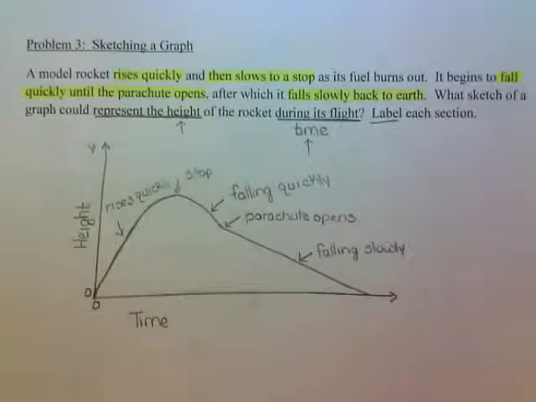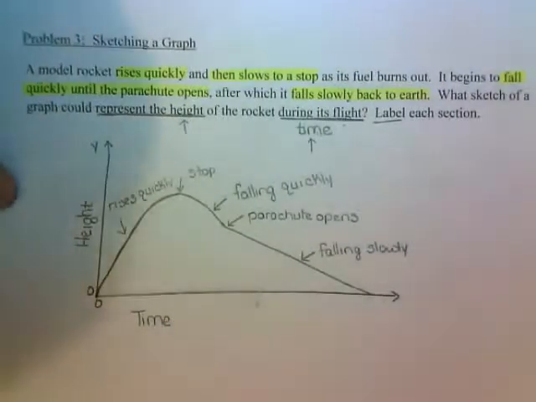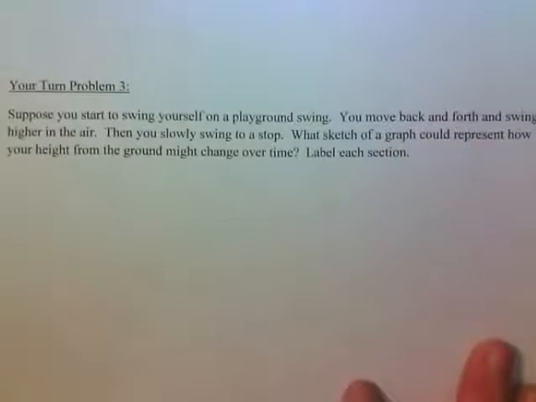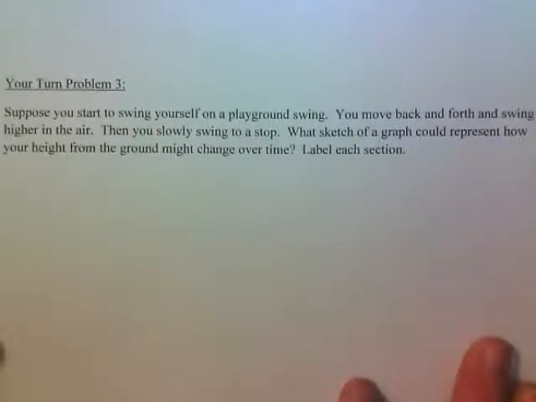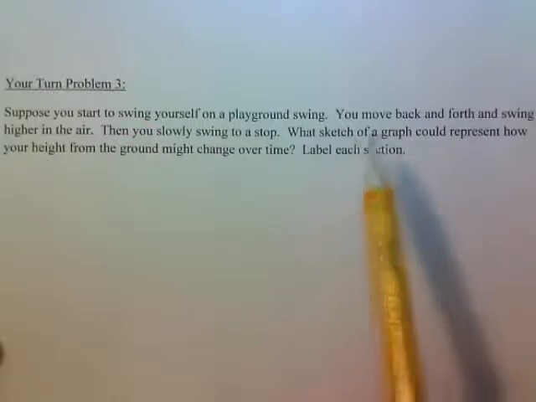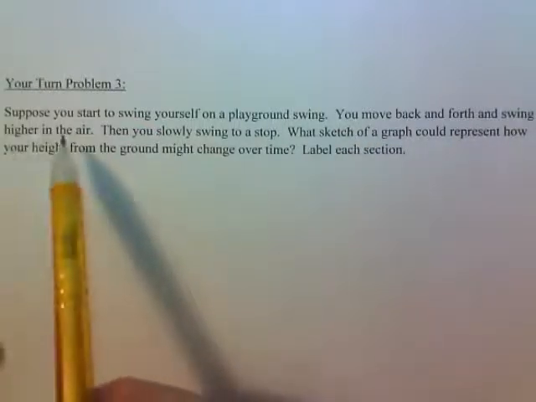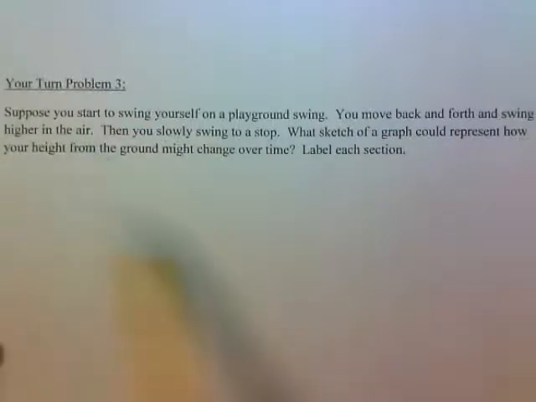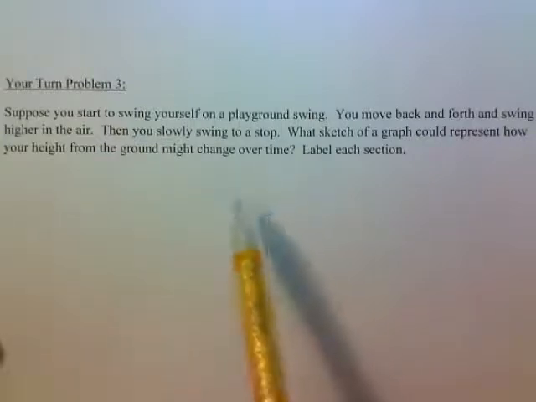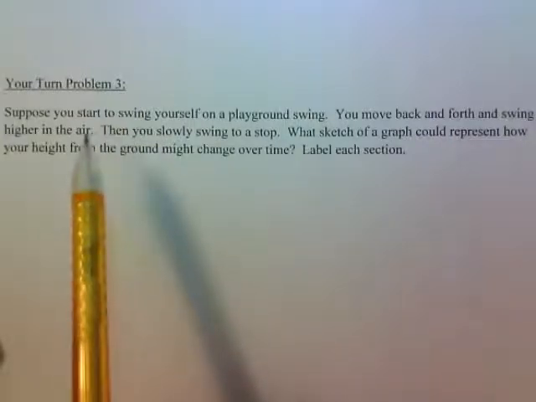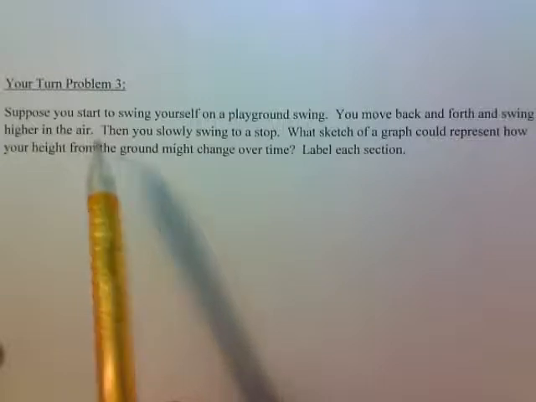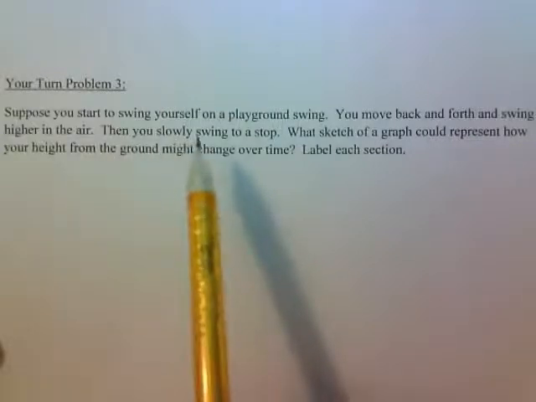So sketching a graph. So I want you to sketch this graph in the Your Turn Problem 3. You're going to start swinging yourself on a playground swing. You move back and forth and swing higher in the air. So think about swinging, what it looks like when you're swinging back and forth, and you keep getting higher and higher. So put yourself in the situation if you were on a swing. Then you slowly swing to a stop.